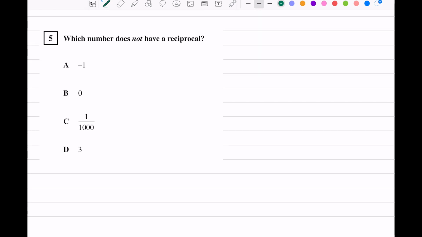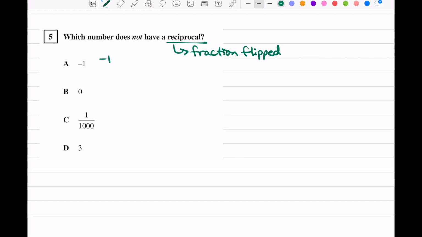Number 5, which number does not have a reciprocal? So what is a reciprocal? We use this word when we're talking about fractions, and a reciprocal is just a fraction flipped. So let's consider each of these options as fractions. -1 can be rewritten as -1 over 1. 0 can be rewritten as 0 over 1. 1 over 1000 is already a fraction. And 3 can be rewritten as 3 over 1.